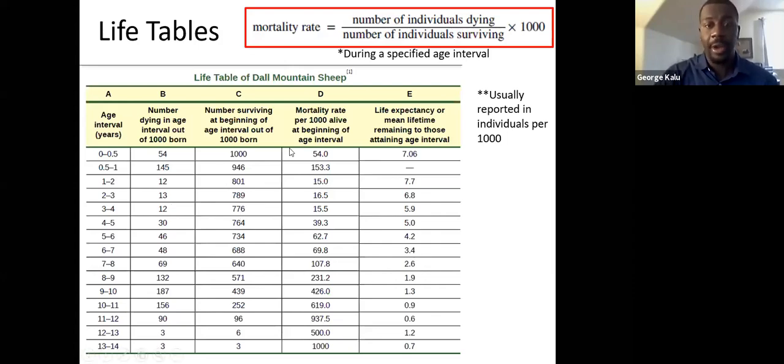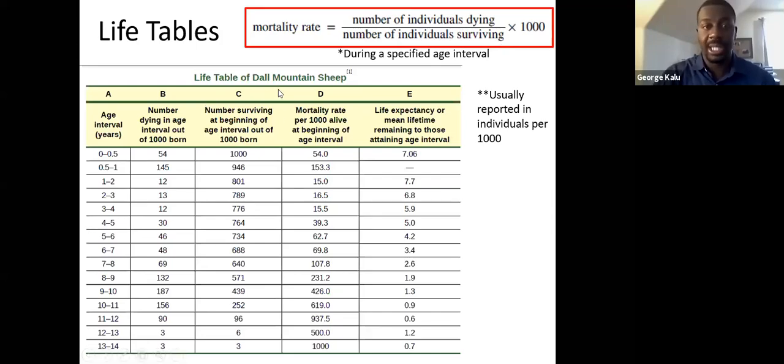So in order to calculate the mortality rate, you take the number of individuals that are dying within an age group, and you divide that by the number of individuals that survived at the beginning of that age group. Okay. So for example, and you multiply that by 1,000. This is usually going to be reported in individuals per 1,000.